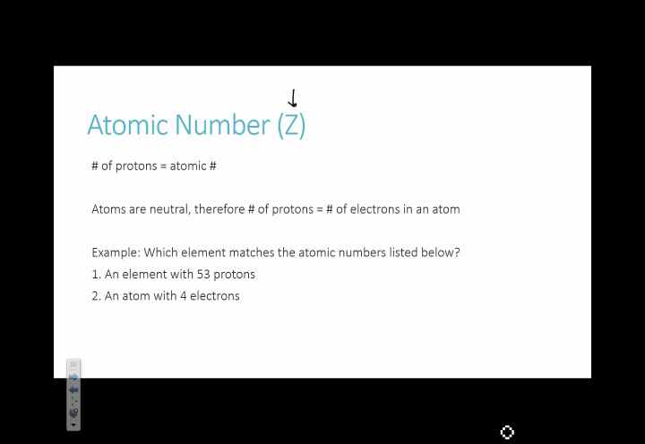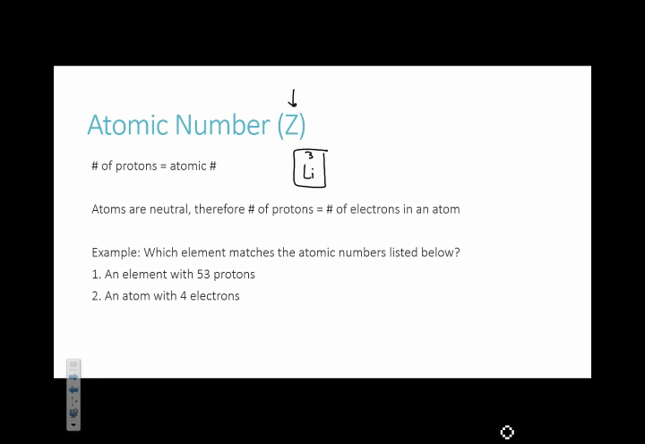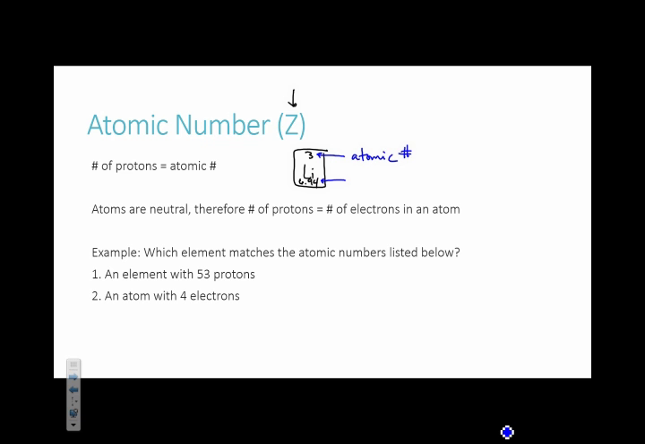Let's take an example. Which element matches the atomic numbers listed below? So the number of protons and the atomic number, when we look at the periodic table, let's take lithium for example. Lithium has this number up here and this number down here on my periodic table on the inside of my book. The 3 at the top, that is the atomic number. This number down here is called the average atomic mass, and it's not very helpful to me right now.